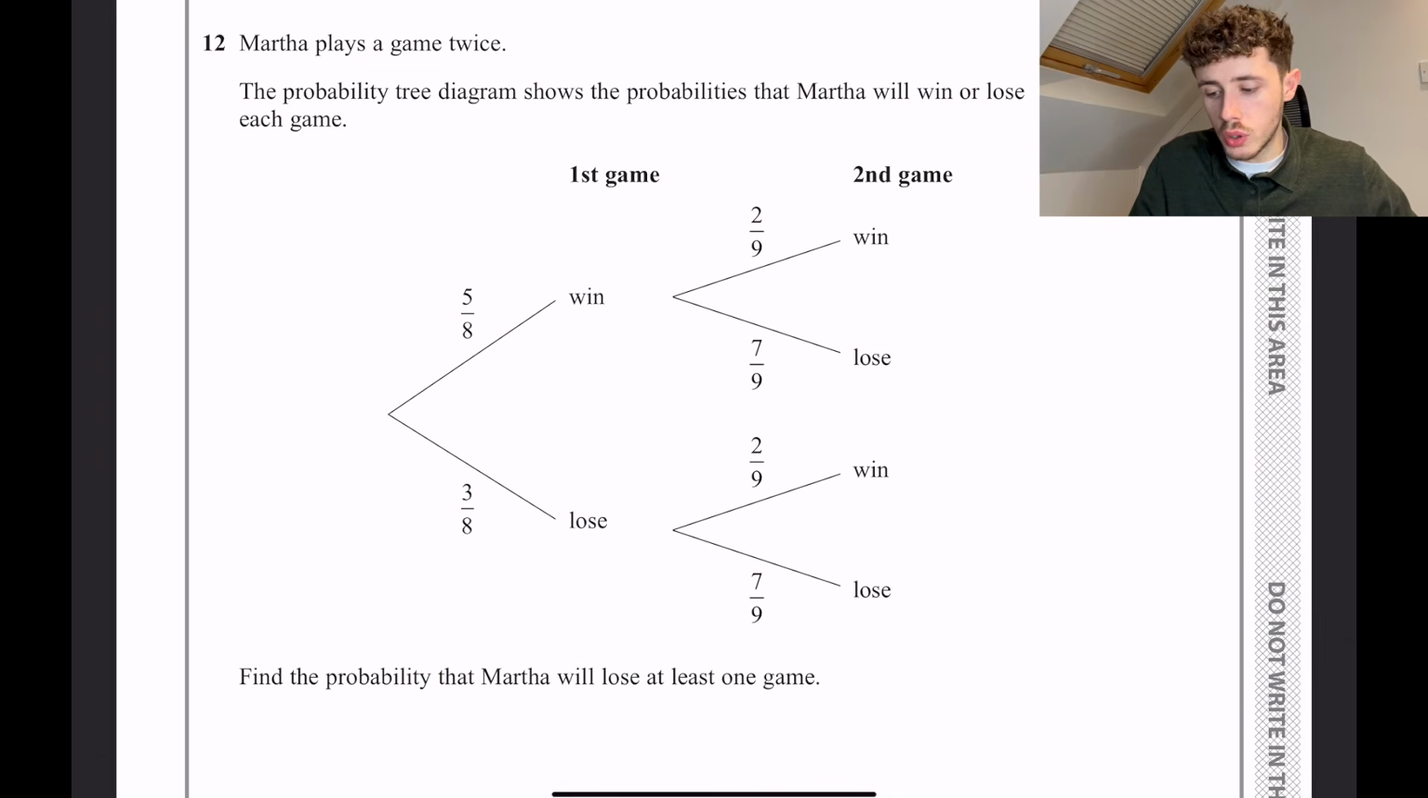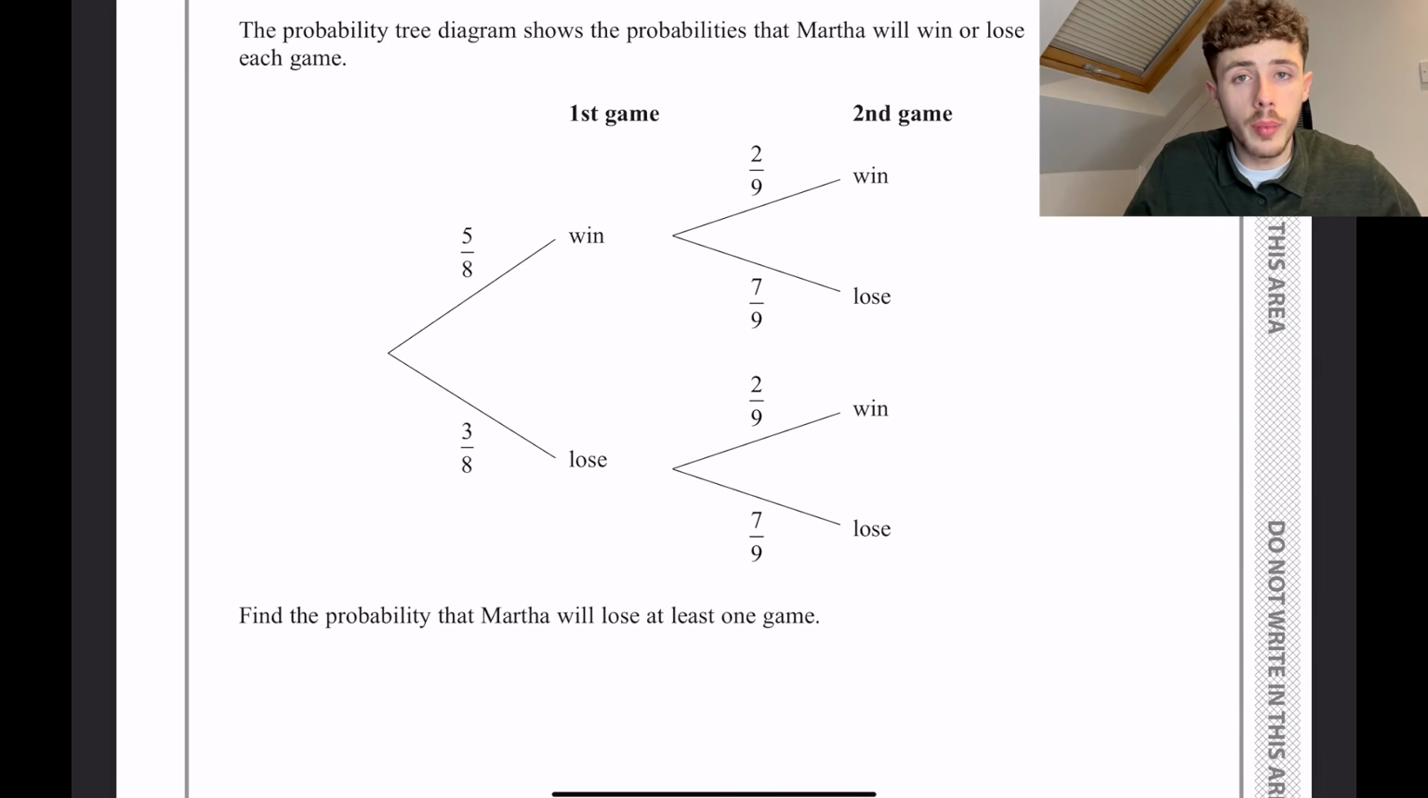Martha plays a game twice. Probability tree diagram shows the probabilities that Martha will win or lose each game. Find the probability that Martha will lose at least one game. So as I always say for probability trees, you need to map out the branches and the pathway that is going to get you to the goal that they're requesting.